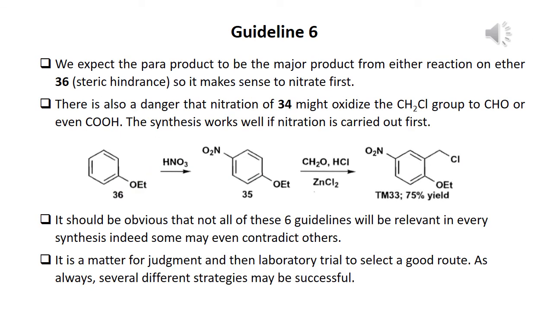Now we expect the para product to be the major product from either reaction on 36, because of steric hindrance, so it makes sense to do the nitration first. There is a danger that nitration of 34 might oxidize the CH2Cl group to a C double bond O group, or even a carboxylic acid group. The synthesis works well if nitration is carried out first. So first we do the nitration and then the chloromethylation in the presence of zinc chloride, or in the presence of HCl and formaldehyde.